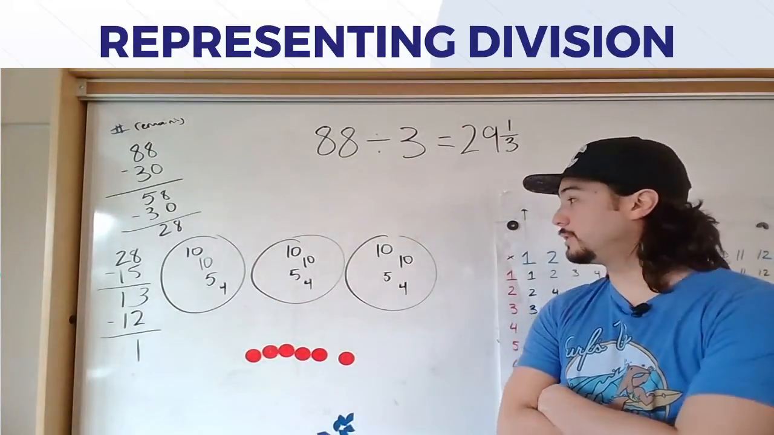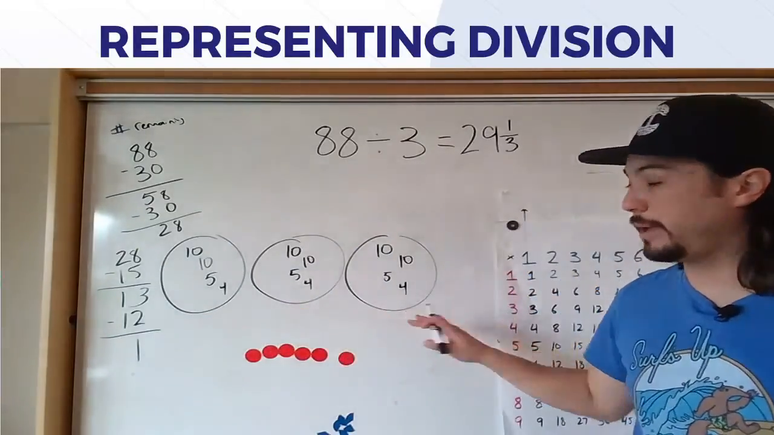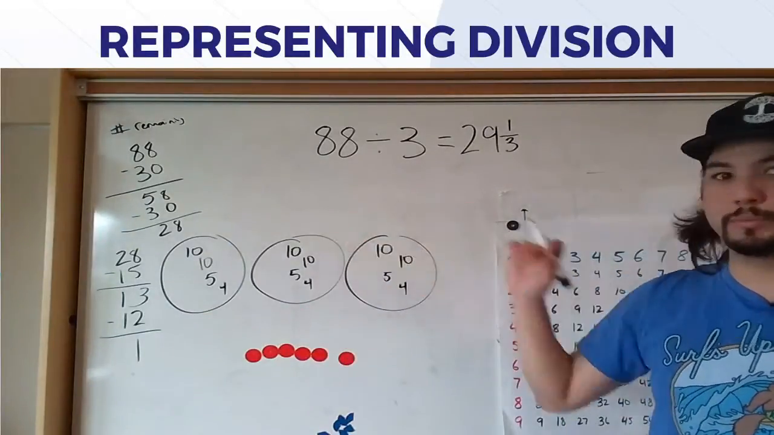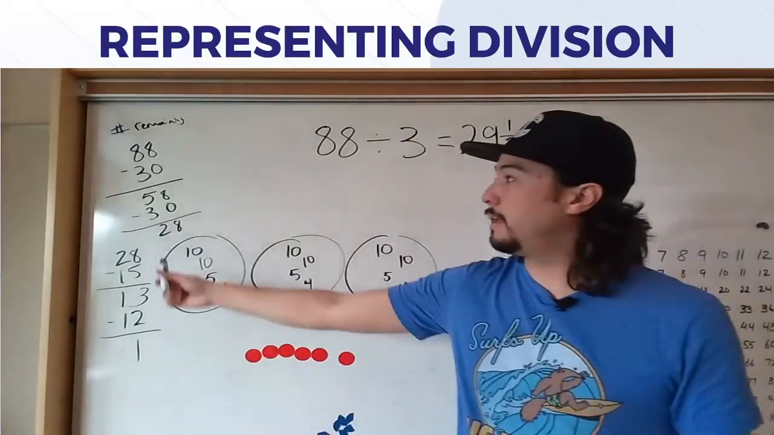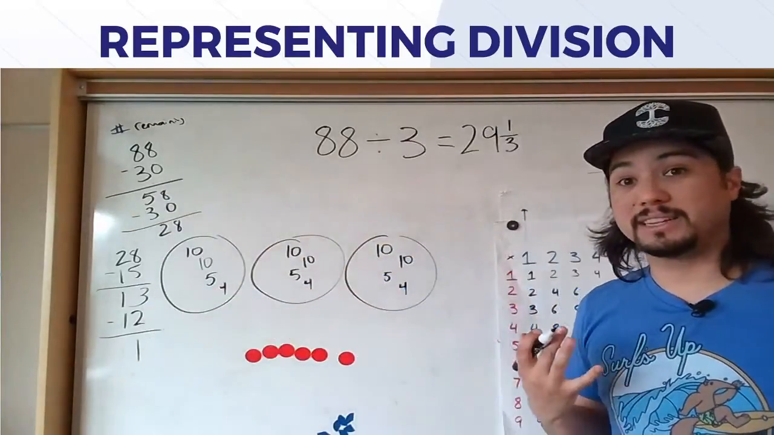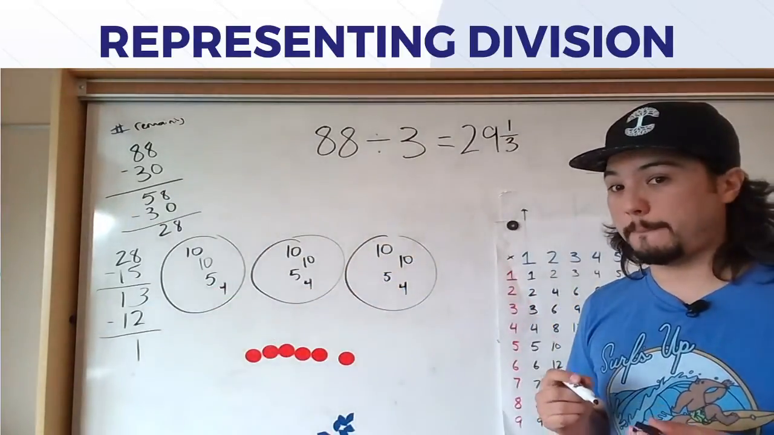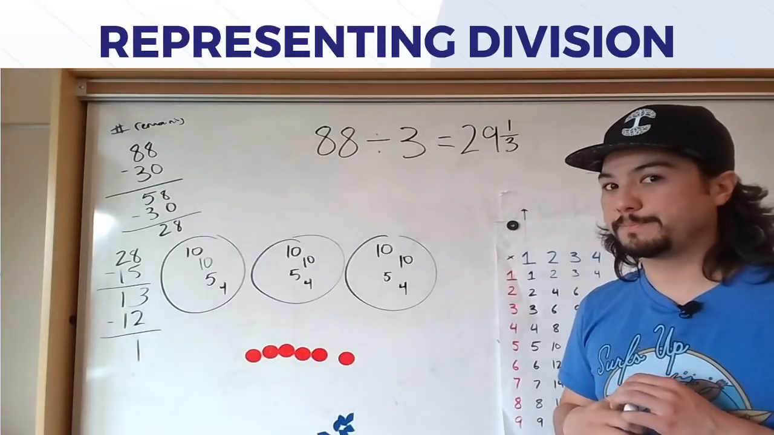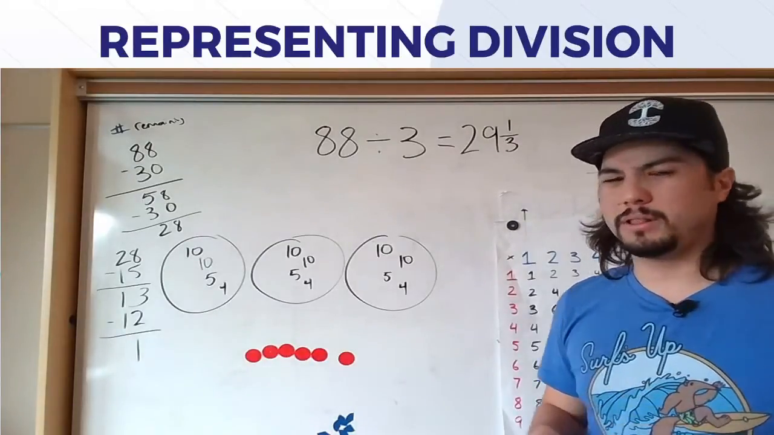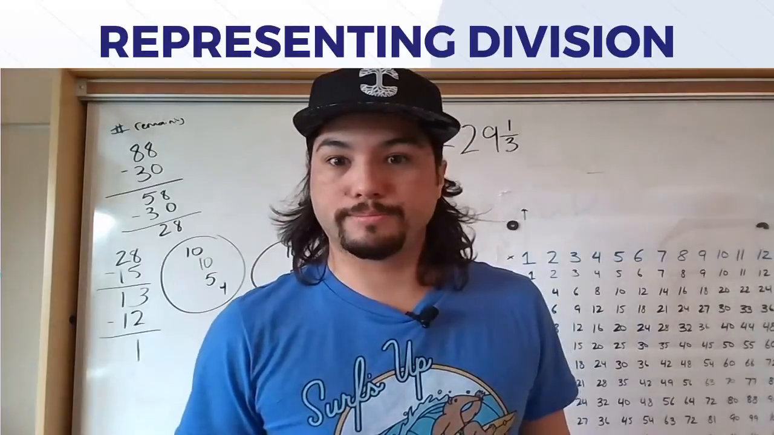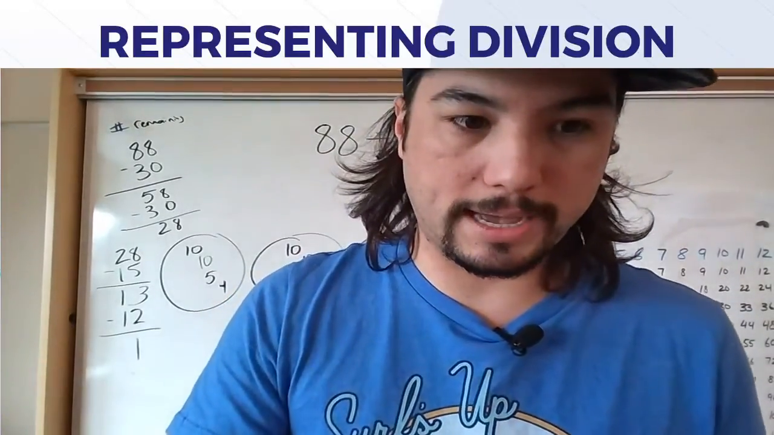So in order to do this, you're going to need to keep track of how many groups you've made, or how many in each group you've put, and then how much you have left. That's how our repeated subtraction model works here. What if we looked at it with a much larger number? Let's go to the digital whiteboard and check that out.